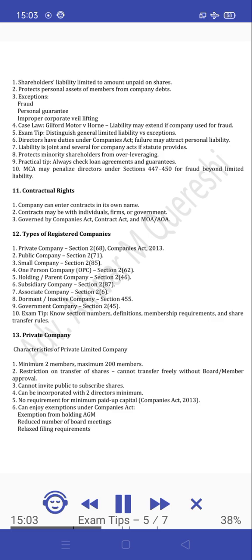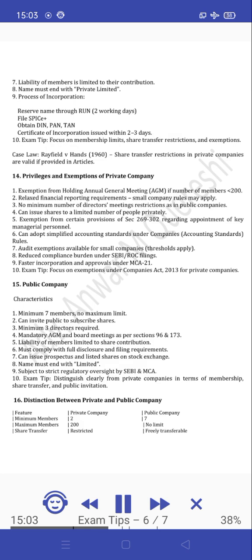6. Can enjoy exemptions under Companies Act. Exemption from holding AGM. Reduced number of board meetings. Relaxed filing requirement. 7. Liability of members is limited to their contribution. 8. Name must end with Private Limited. 9. Process of incorporation. Reserve name through RUN, 2 working days. File SPICE Plus. Obtain PAN, TAN. Certificate of incorporation issued within 2-3 days.